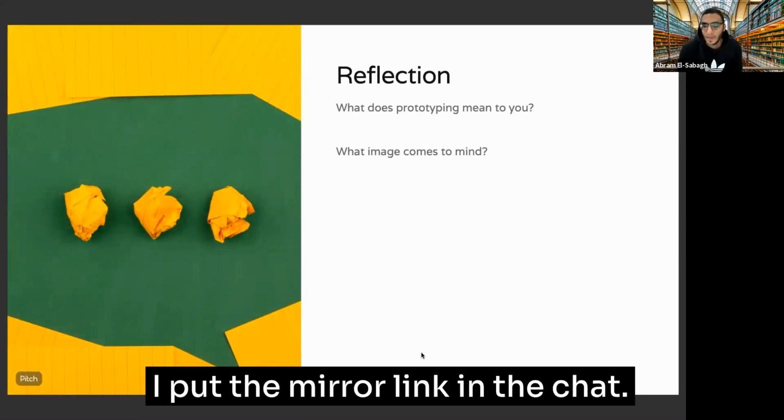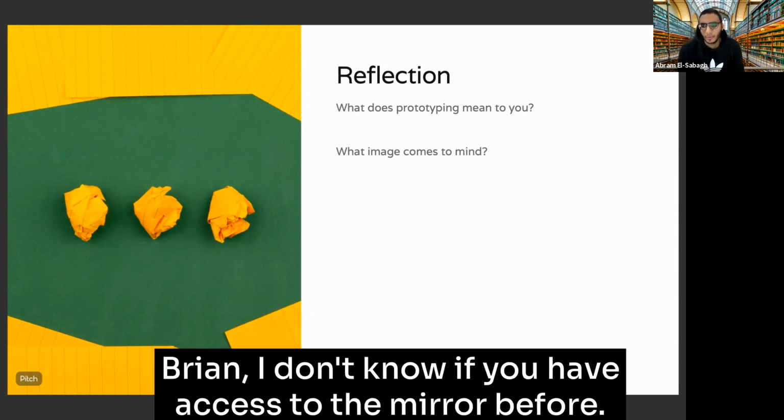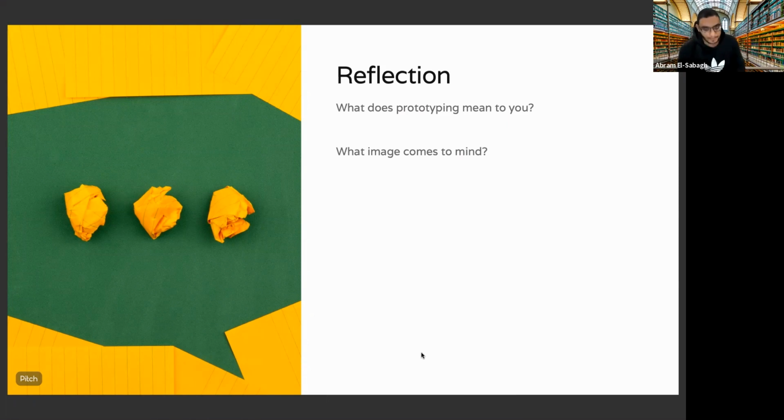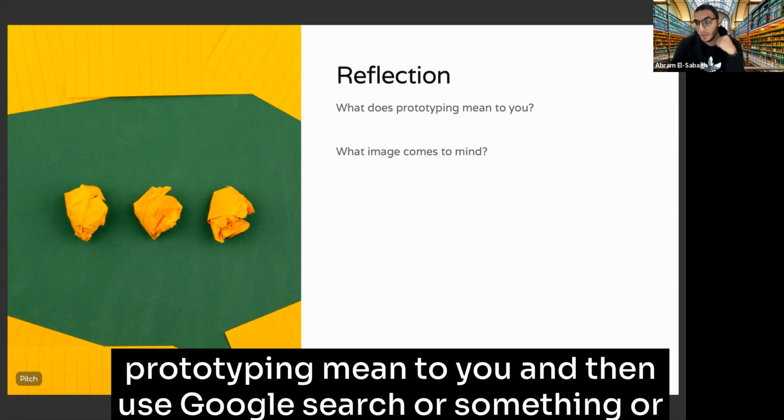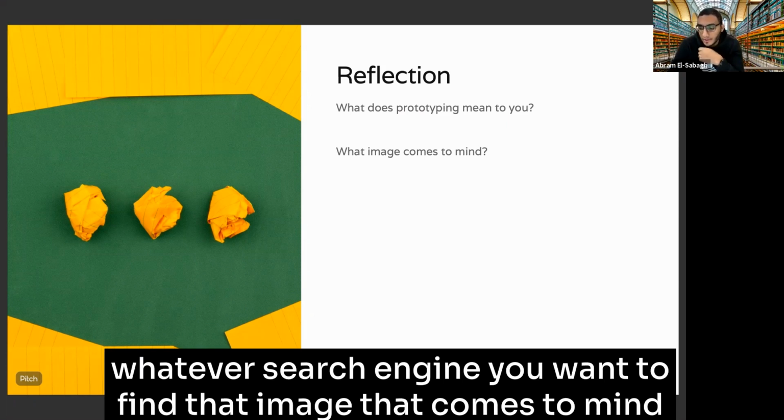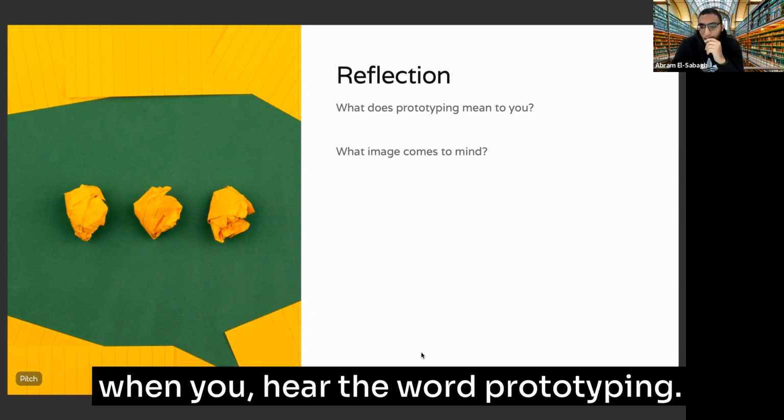I put the Miro link in the chat. Brian, I don't know if you've accessed the Miro before. I don't think so. But basically, I want you to have a think and a chat about what prototyping means to you, and then use Google search or whatever search engine you want to find an image that comes to mind when you hear the word prototyping.